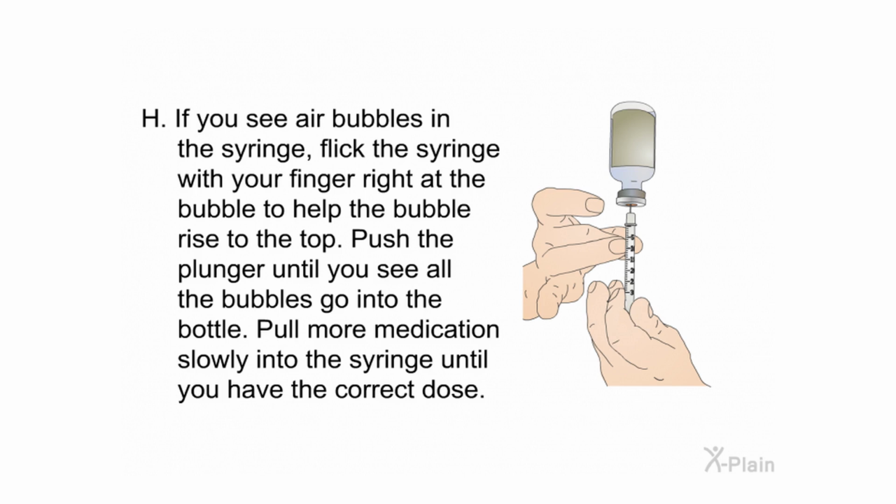H. If you see air bubbles in the syringe, flick the syringe with your finger right at the bubble to help the bubble rise to the top. Push the plunger until you see all the bubbles go into the bottle. Pull more medication slowly into the syringe until you have the correct dose.